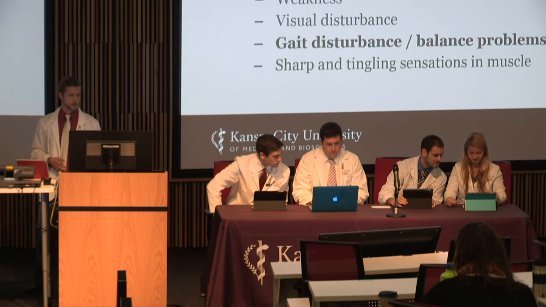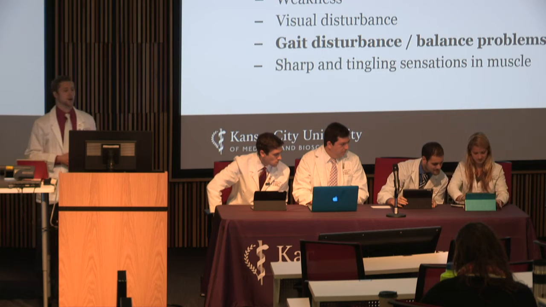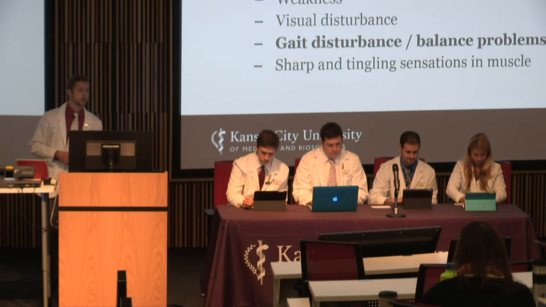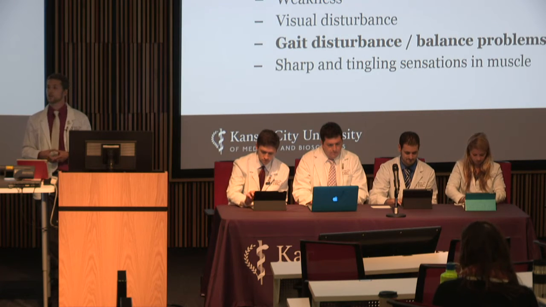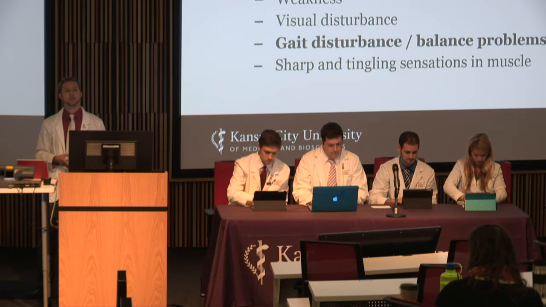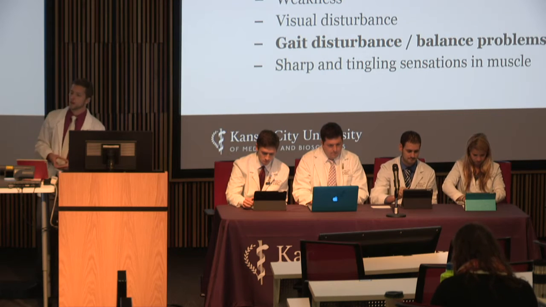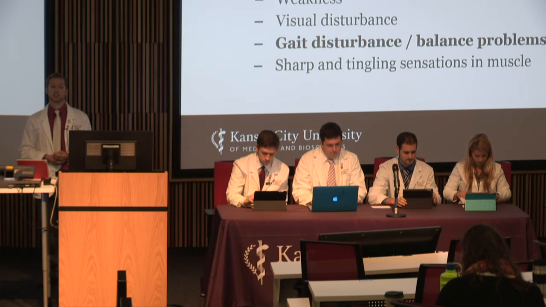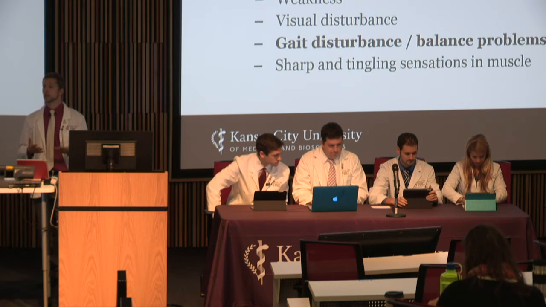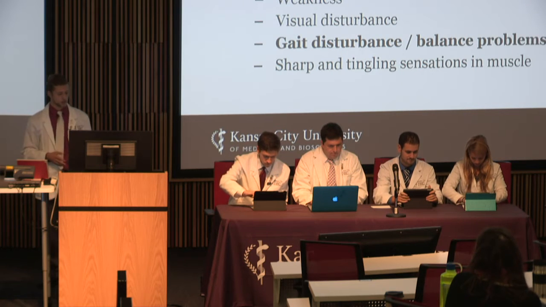Moving then to our third differential of multiple sclerosis, or MS. Multiple sclerosis is a demyelinating disease of the central nervous system. The average age of onset is in the young adult years and is found predominantly in females. Symptoms include bowel and bladder dysfunction, weakness, visual disturbance, gait disturbance and balance problems, as well as sharp tingling sensations in the muscles. Now, our patient's age, gender, and her presence of gait disturbance, walking troubles, make it very likely that MS does have potential as our final diagnosis.